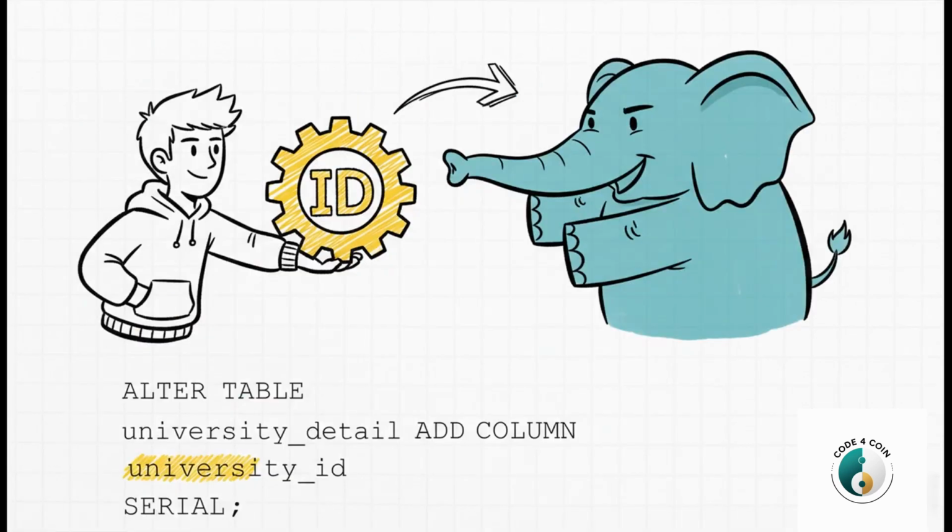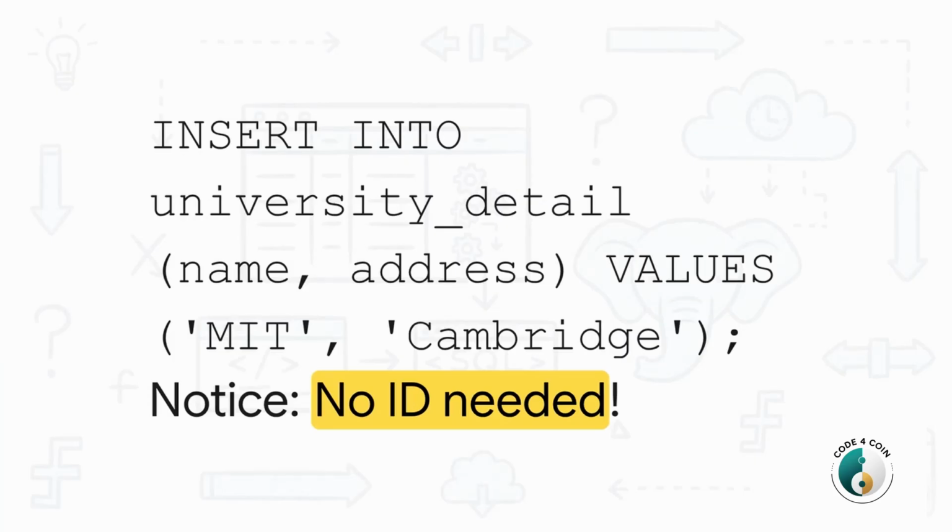And this is why people love it. I mean, look how easy that is. With just one simple alter table command, we've basically told our table, hey, from now on, you're in charge of the university ID. All that manual work? Gone.